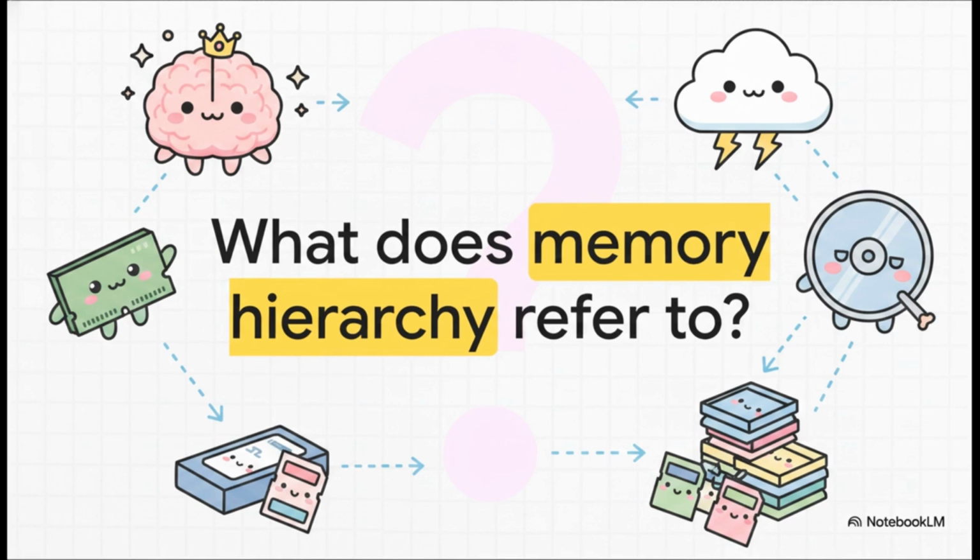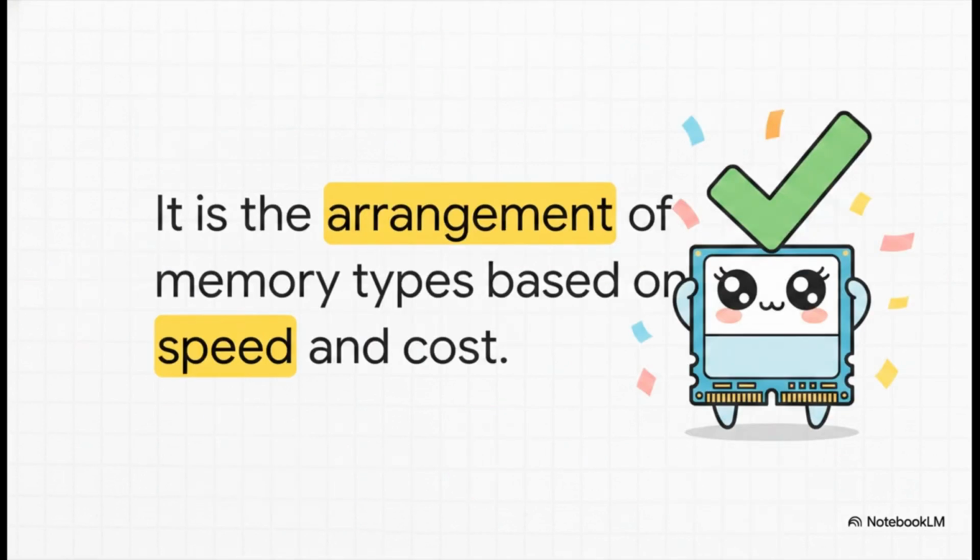Here's question 1. Memory hierarchy refers to A. Arrangement of input devices, B. Arrangement of memory types based on speed and cost, C. Arrangement of CPU components, or D. Arrangement of software layers. I'll give you a second to lock in your answer. And the correct answer is B. It is the arrangement of memory types based on speed and cost. Awesome job if you got that one right. Let's move to the next question.